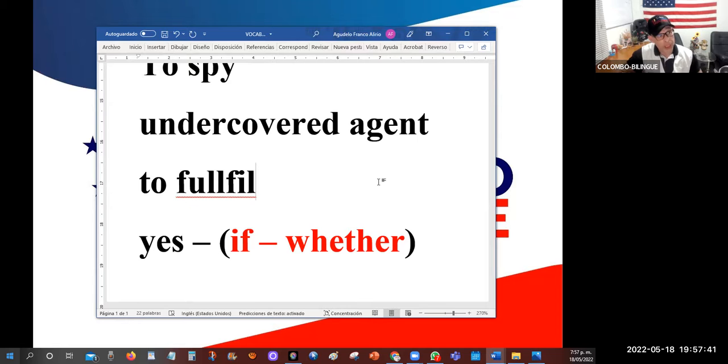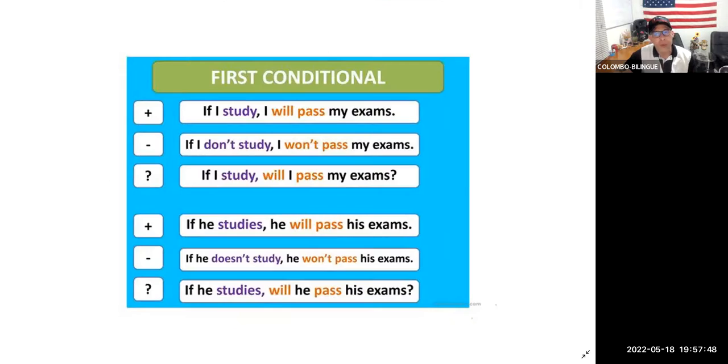If, what is the condition? If what? Okay, so teacher, let me see the condition. Let's see the condition together. If I study, what happened? Give me a second. I'm going to tell you the result. This is the condition and now the result.